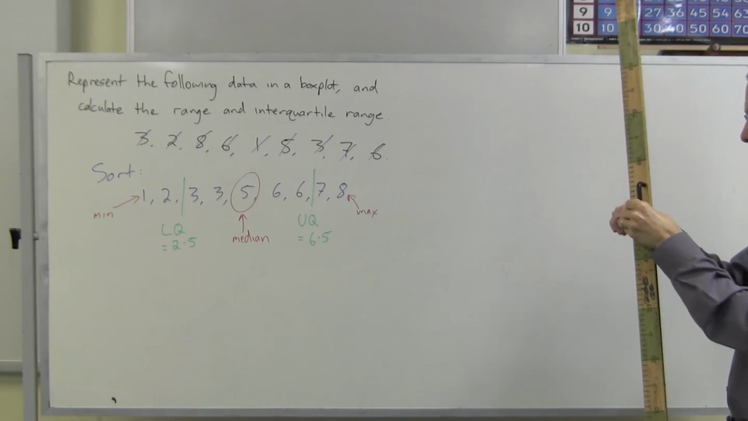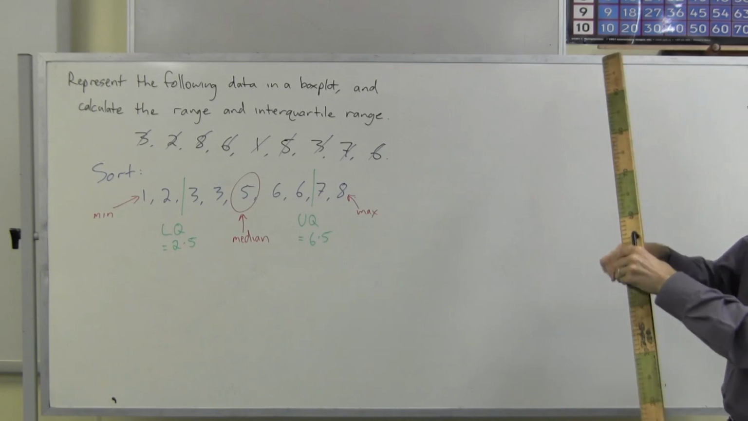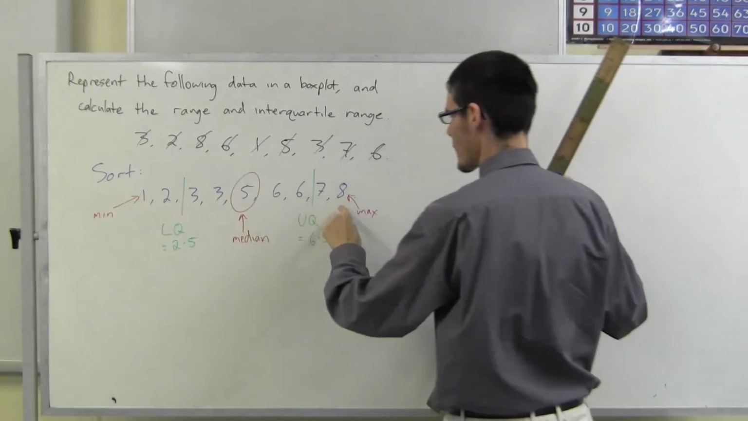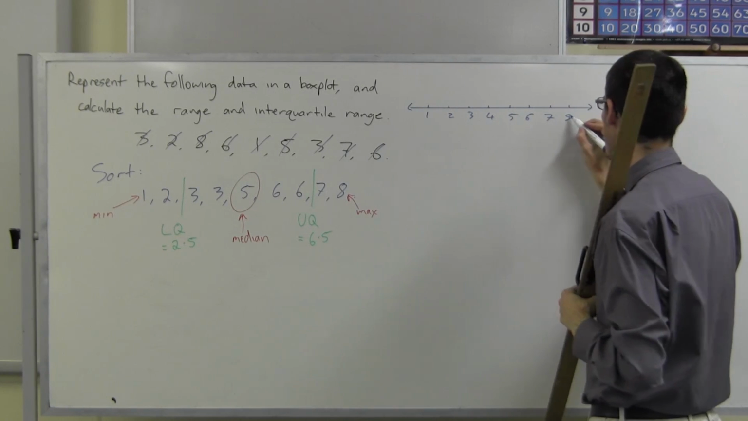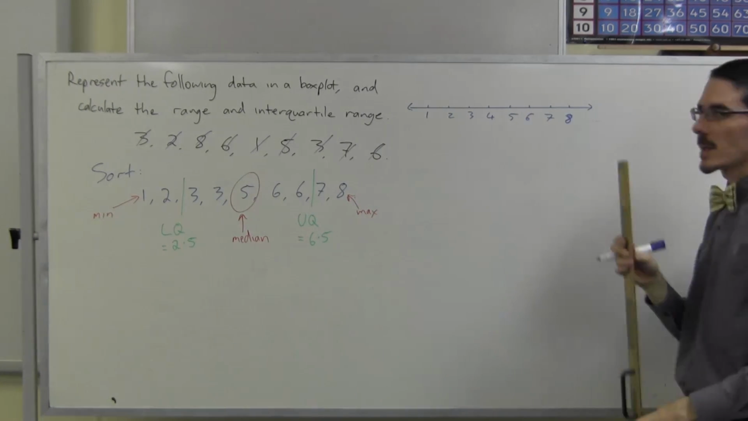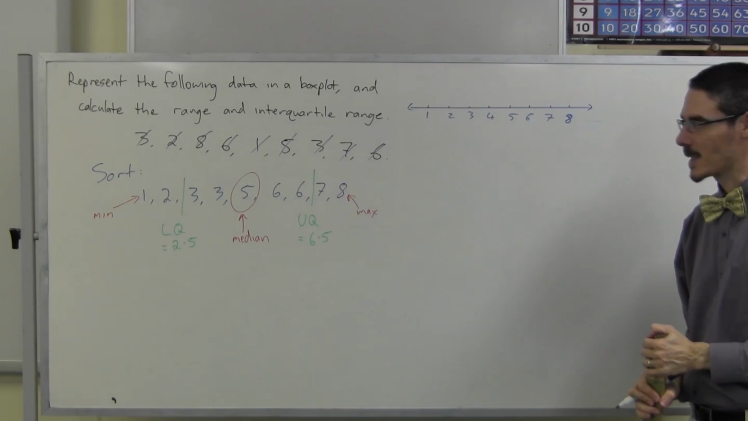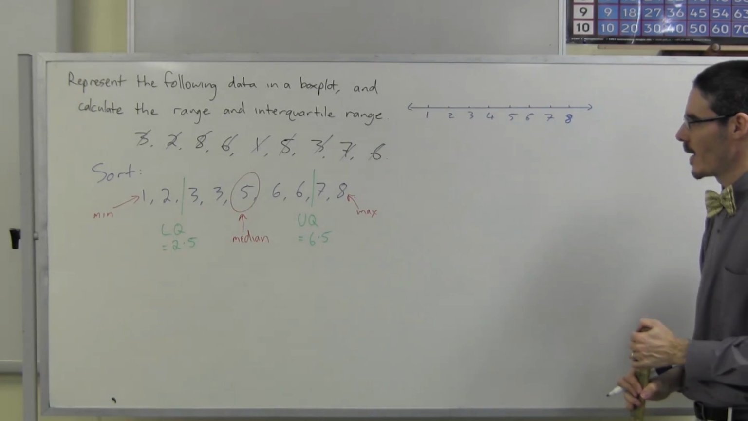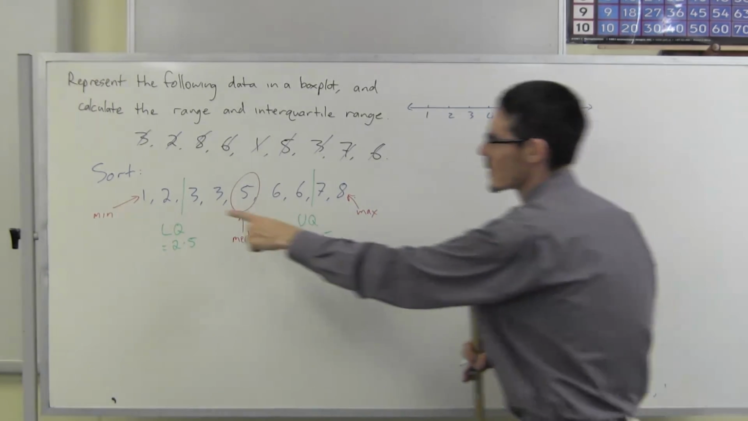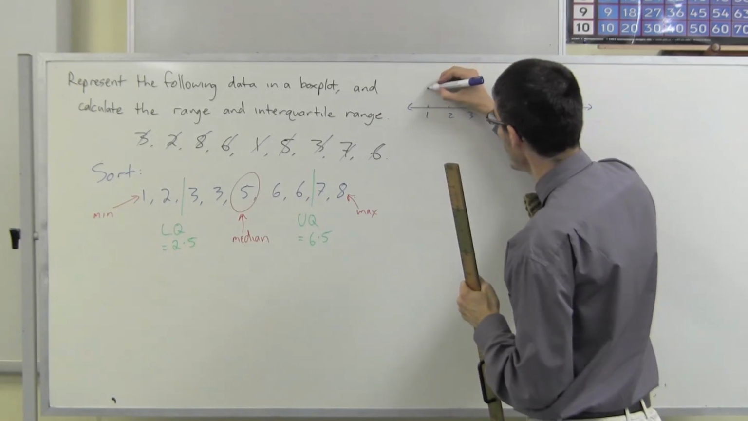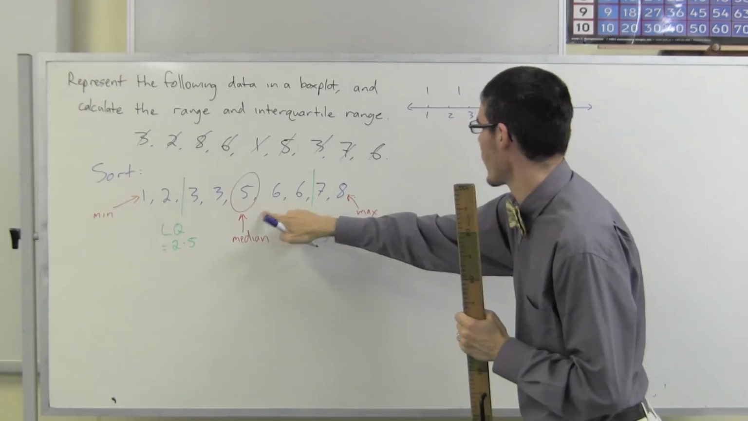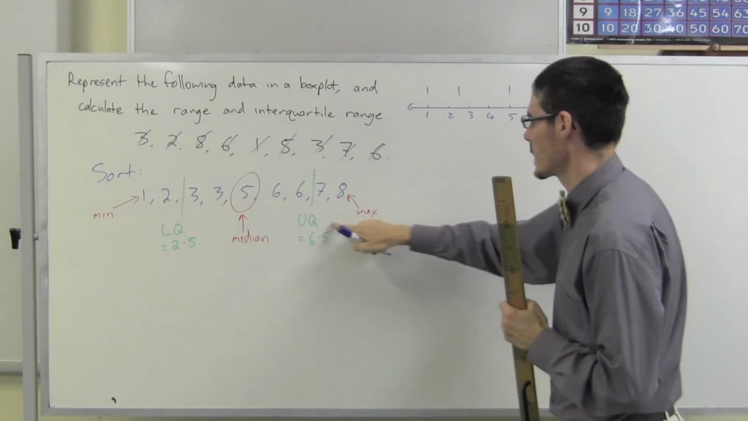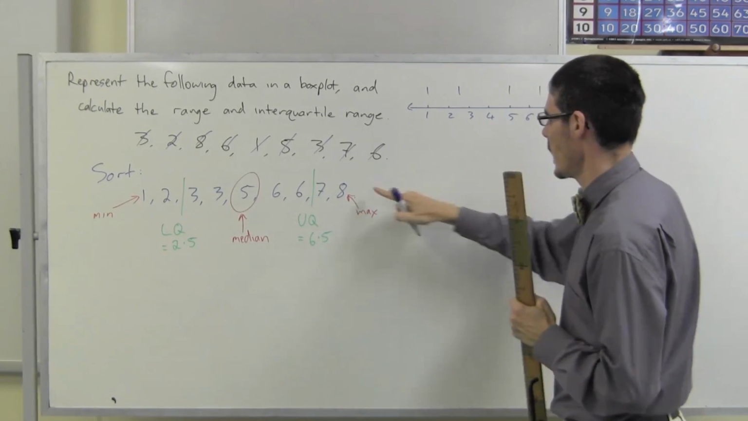We start with an axis, we have to go from 1 up to 8. So to draw the box and whisker plot, I'm going to put marks at each of those. 1, 2.5, 5, 6.5, and 8.